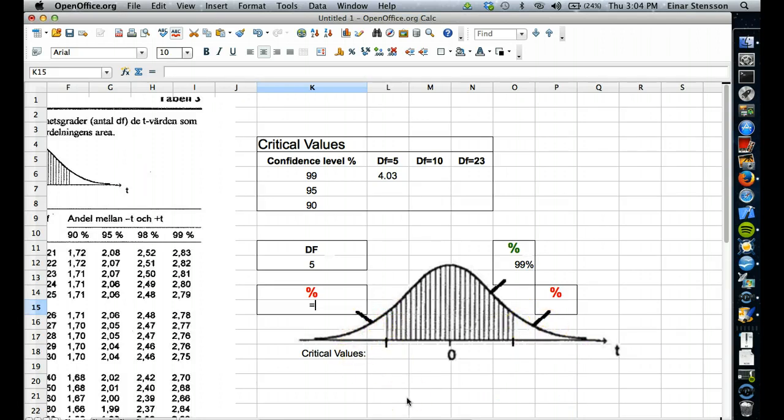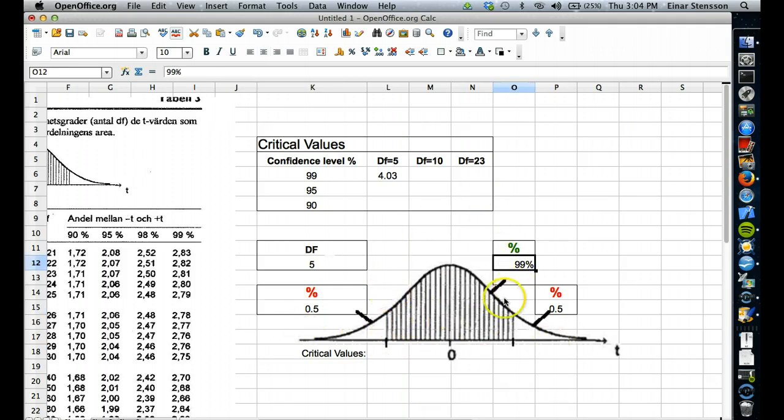So what I do is I write equal to 100 minus 99, which gives us the total uncertainty that we have in a distribution, and then I need to divide it by 2 because it's equally distributed between this tail and that tail. So I find that I get 0.5% uncertainty in this tail. Correspondingly, I go 100 minus 99, okay, the total uncertainty that we have, divided by 2, which gives us 0.5% in this tail, 0.5% in that tail, and then 99% here in between our critical t-values.